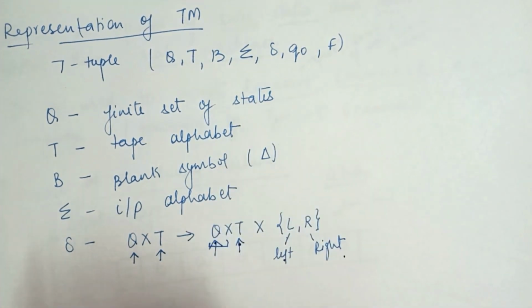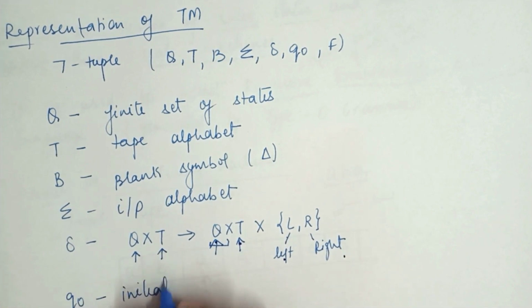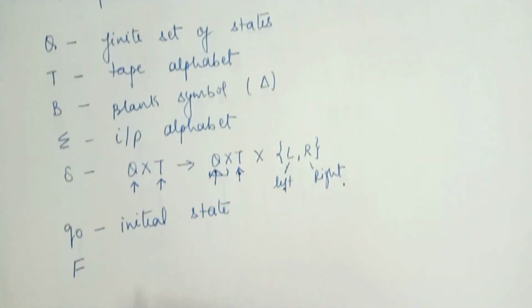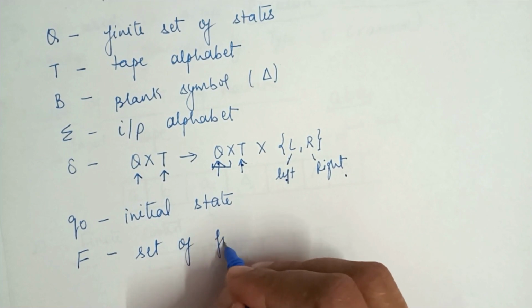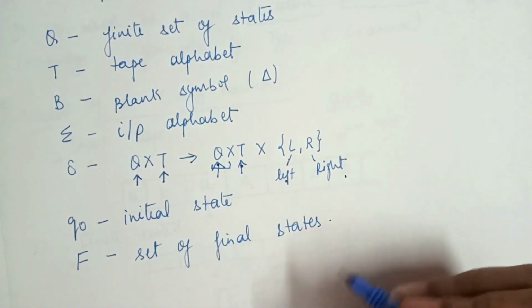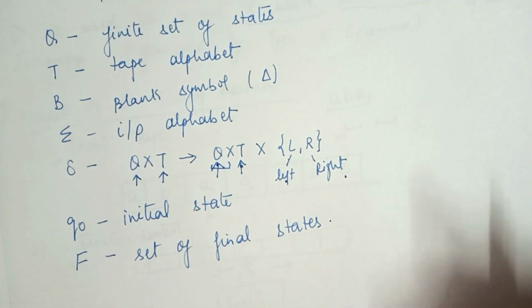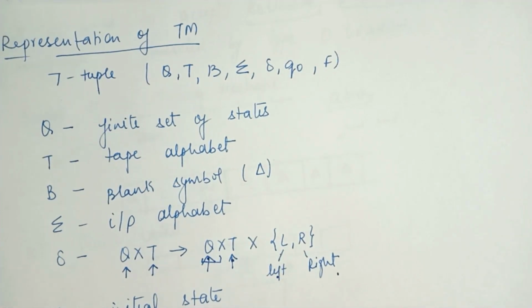Okay. Now Q naught is the initial state, and F is the set of final states. If any state of F is reached, the input string is accepted. So the Turing machine can be represented with the help of these 7 tuples. And this is the basics about the Turing machine.